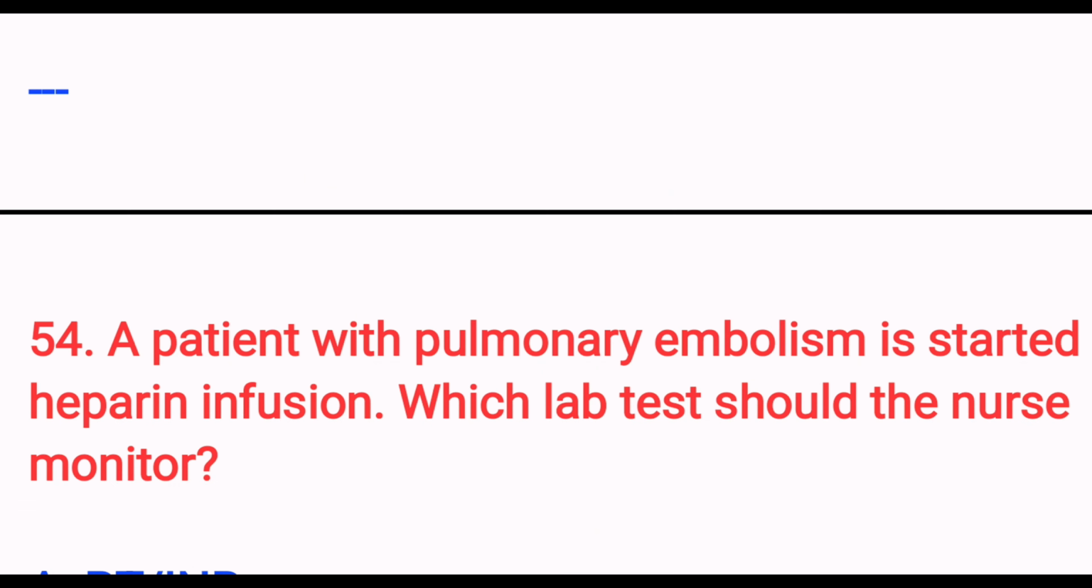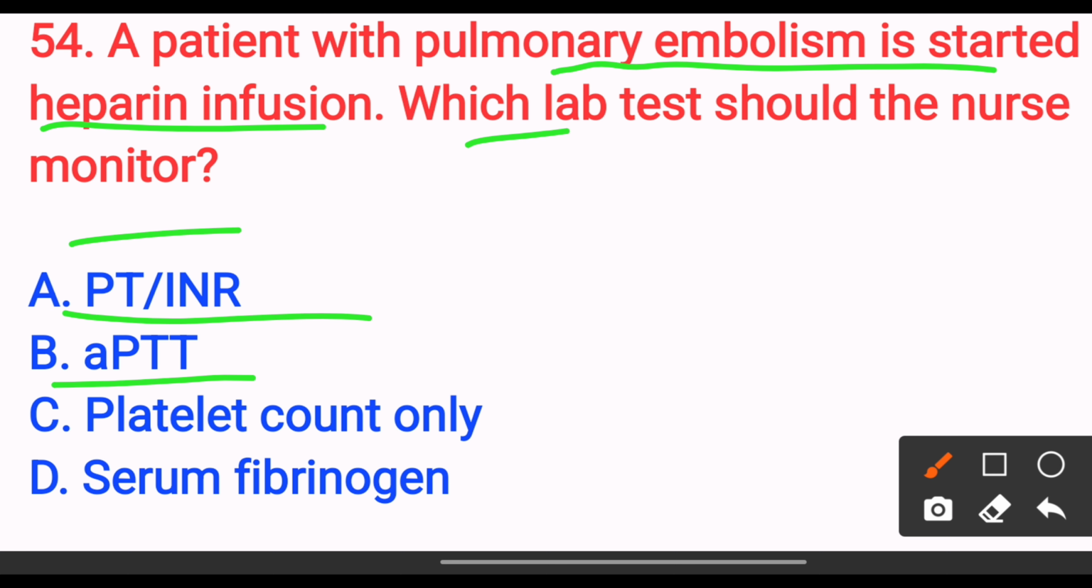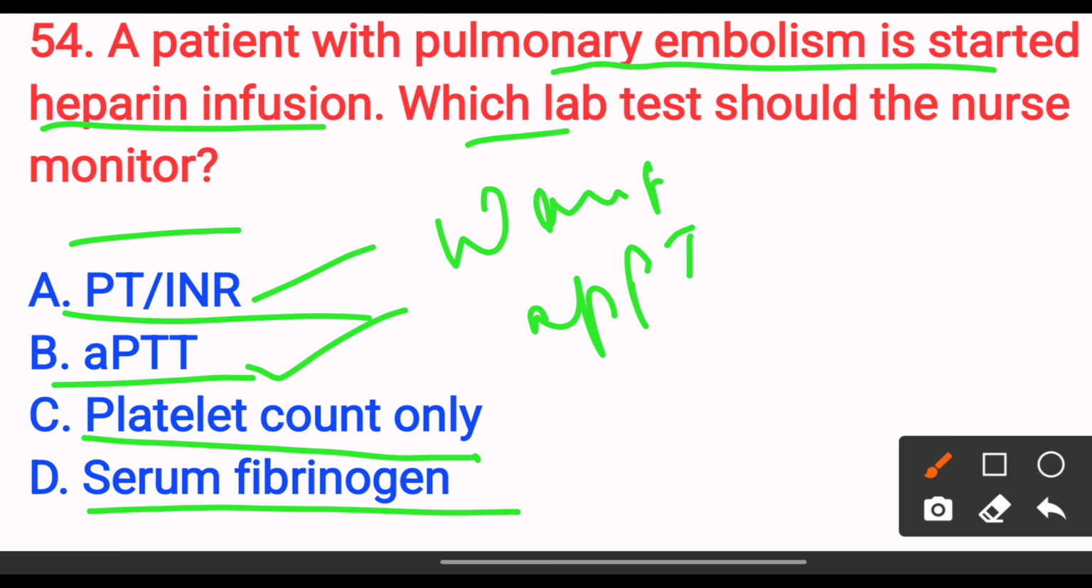Next, a patient with pulmonary embolism is started on heparin infusion. Which lab test should the nurse monitor? Option A, PT-INR. Option B, APTT. Option C, platelet count only. Option D, serum fibrinogen. The answer is option B, APTT. Heparin therapy is monitored by the APTT, and warfarin by the PT-INR.